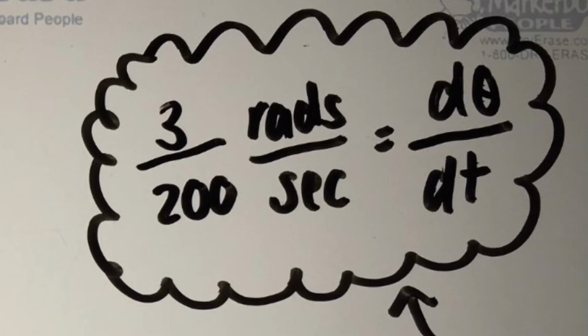Finally, we now know that the angle of elevation of the observer's line of sight is increasing at a rate of 3 over 200 radians per second.